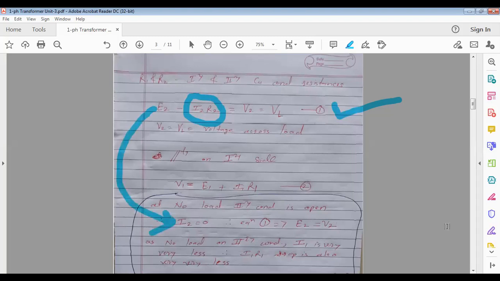E2 is equal to V2. You can say here E2 is equal to V2, but no load is there, that's why we can't say VL. Only V2: E2 is equal to V2. Whatever the E2 on no load, you can call it V2 also. Okay. What will occur with the primary side voltage?